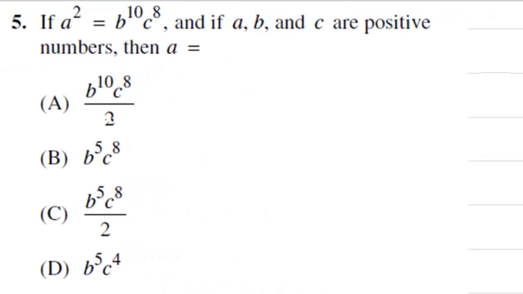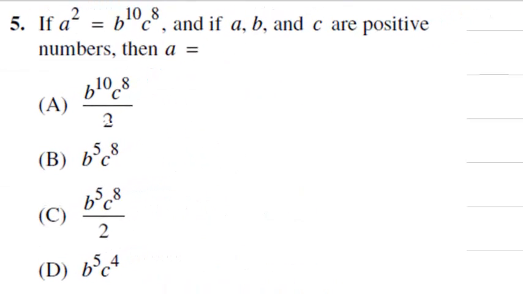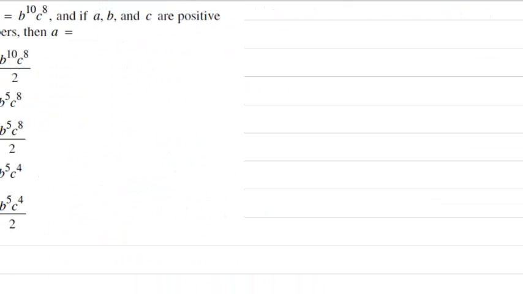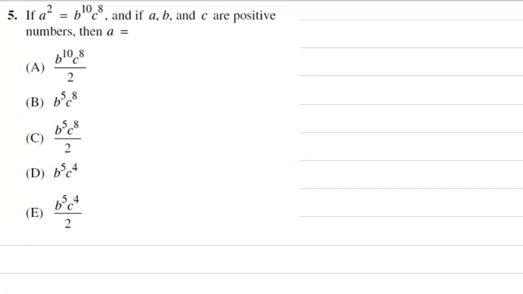Here's a problem from College Board's 2001 practice test. A squared equals b to the 10th times c to the 8th. They're all positive numbers. Most times we ignore these unless it turns out that we're stuck and we need these types of disclaimers later on. Like I always say, those disclaimers usually mean that if you put in 0 or negative numbers, it might ruin the problem. What is a equal to?